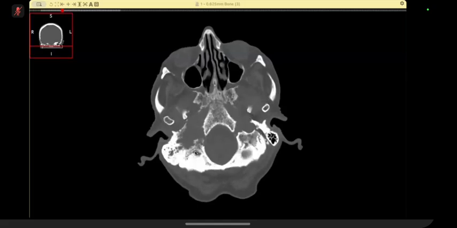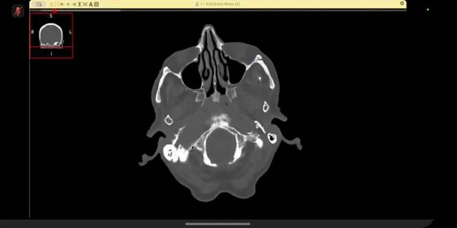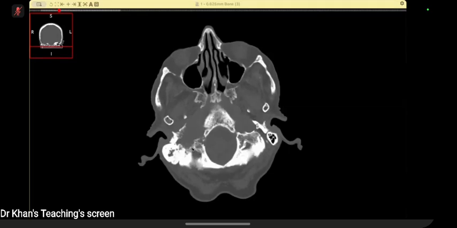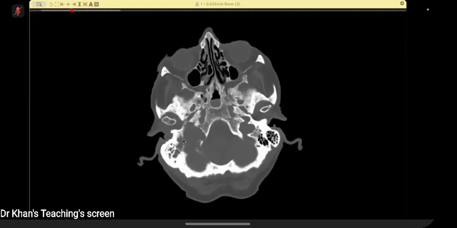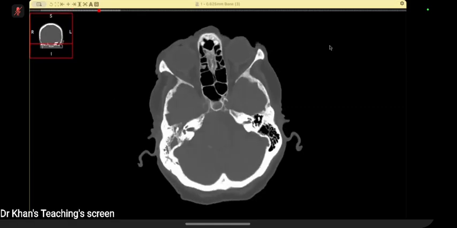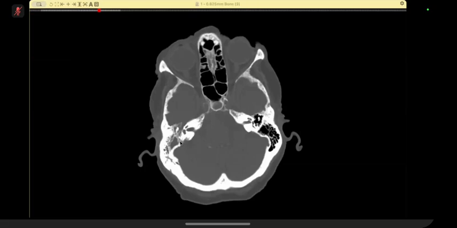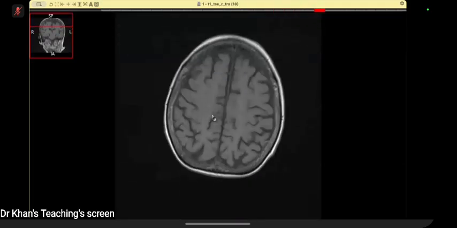It could be due to any mass lesion which is based in the region of the jugular foramen. I would like to proceed with the post contrast images if available. Yeah, so actually, we have got an MR.